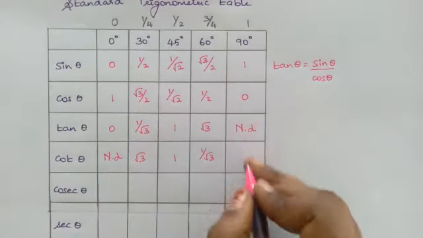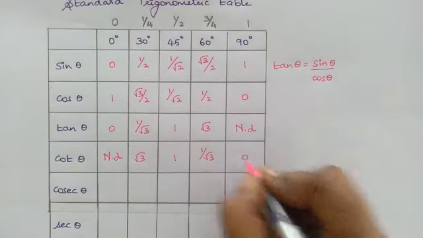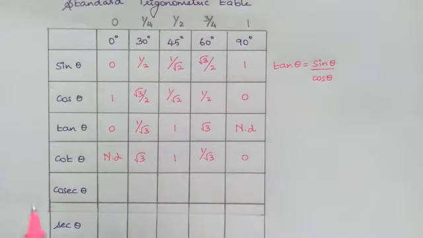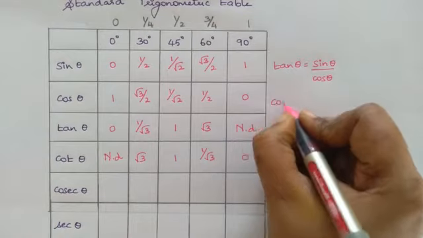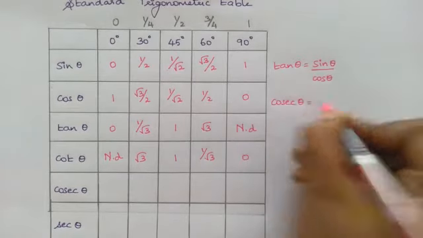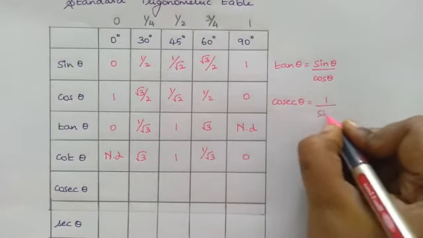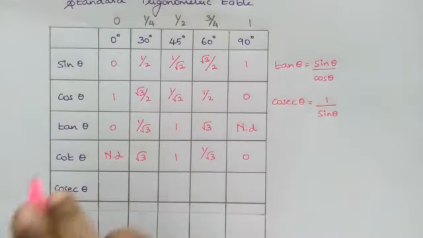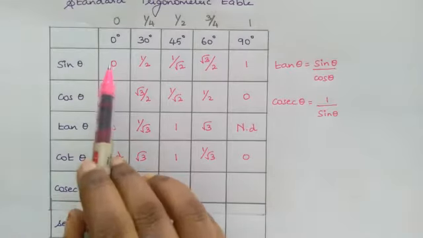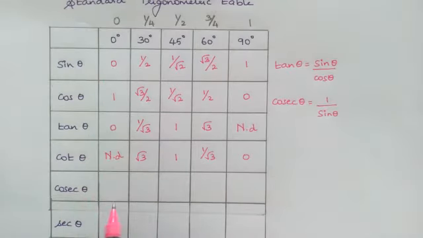Next, cot 90 degrees will be 0. That's it. Next, we are going to find out the values for cosecant theta and secant theta. Since we all know that cosecant theta is equal to 1 by sin theta, that is, sine and cosecant theta are reciprocal functions. So what we can do is reciprocate the sine values and enter them here.